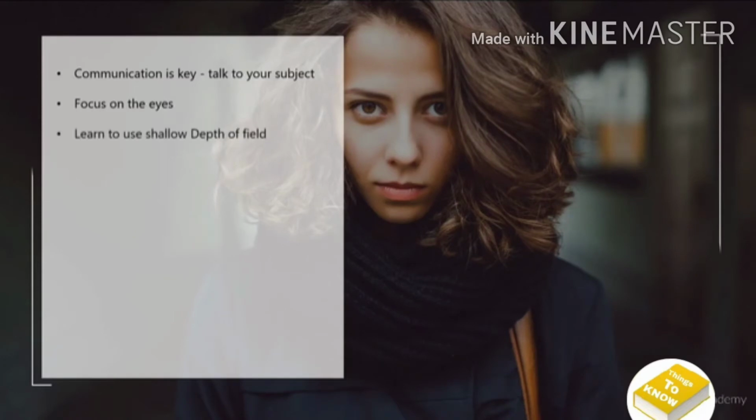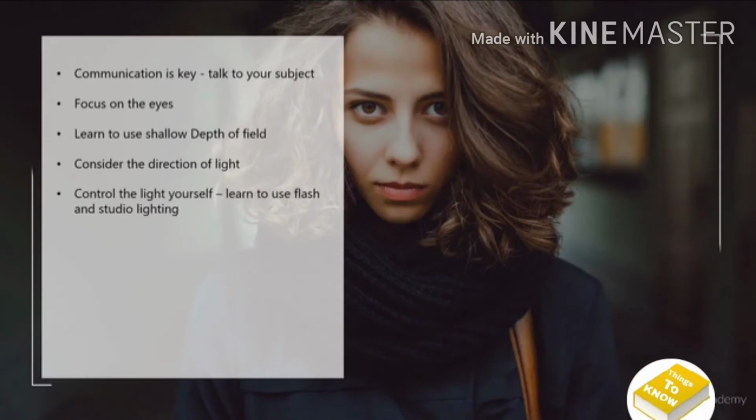Learn to use shallow depth of field. That's controlled by our apertures. We're going to have a look at that in lesson number 6. Consider the direction of light. Think about where the light is coming from when you're photographing your subject to make sure that you position them correctly, or see if you can use that light to create a really interesting portrait.